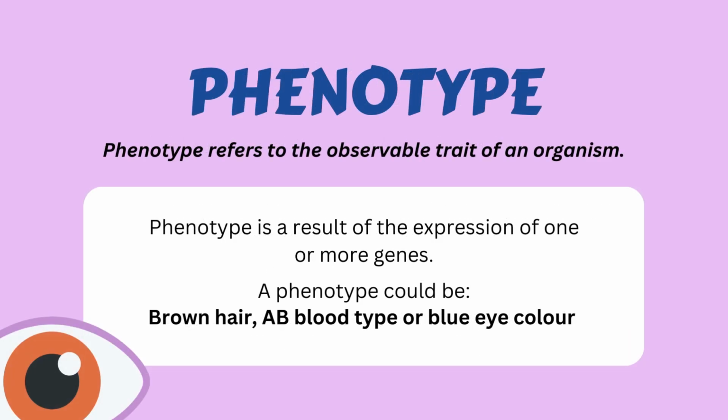And phenotype refers to the observable trait of an organism. Phenotype is a result of the expression of one or more genes. A phenotype could be brown hair, a B blood type, or blue eye color.